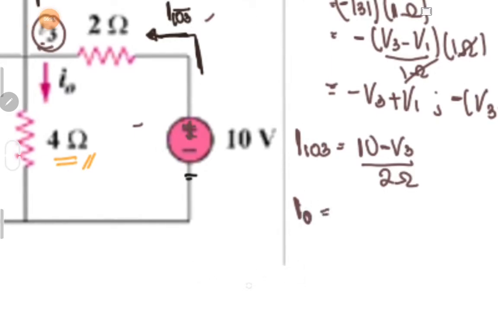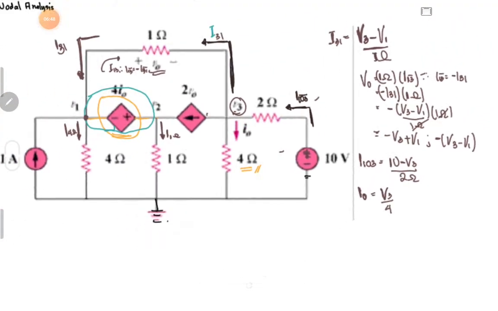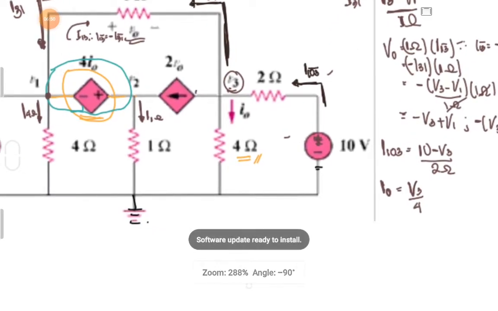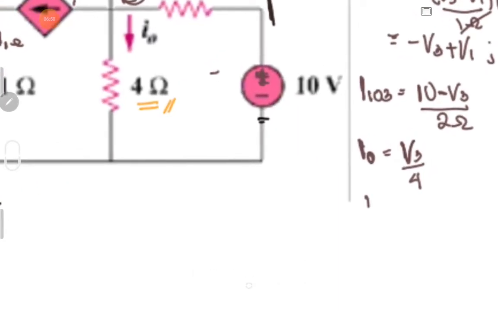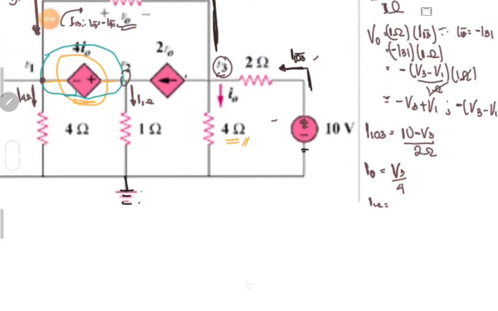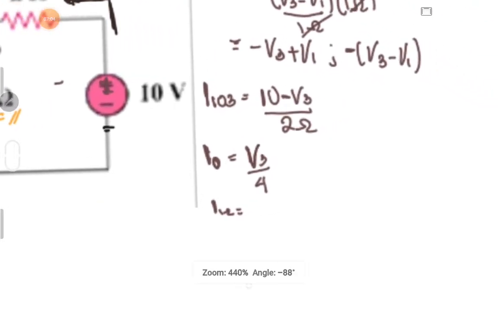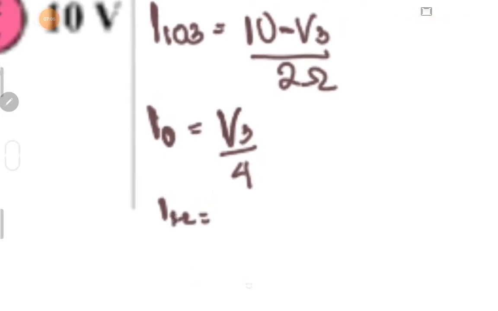IO is equal to V3 divided by R4. Pag walang IO yan, I will call it as my I4 prime. Bakit I4 prime? Kasi dalawa silang resistor. Para indication na rin yung prime is another resistor. Okay? Next is my I1. My I1 ohm is equal to V1 minus 0 all over 1. So, I will say it is equal to V1 over 1.